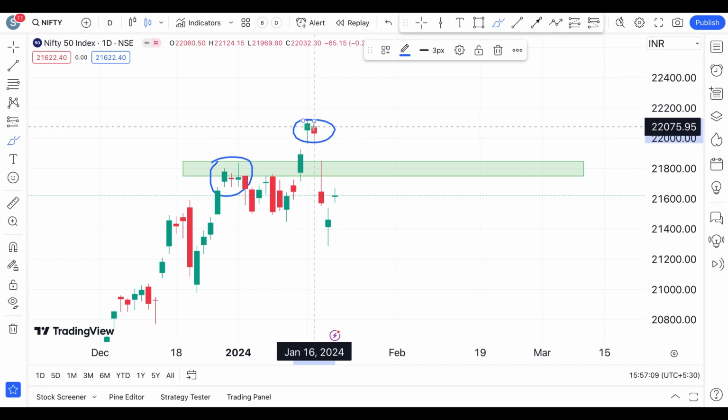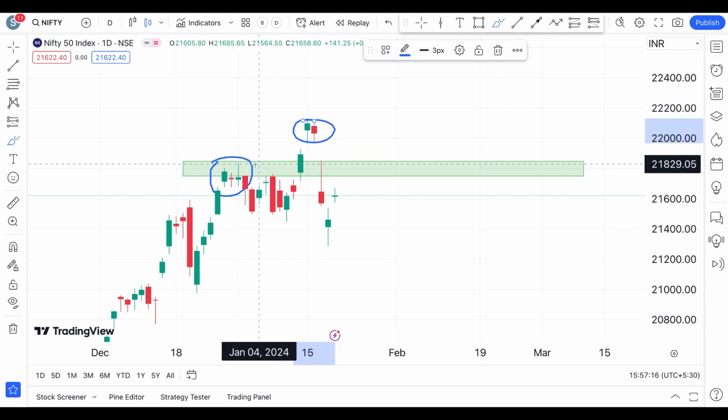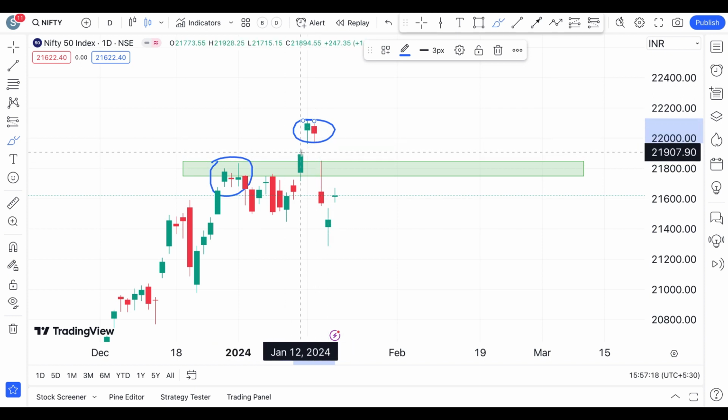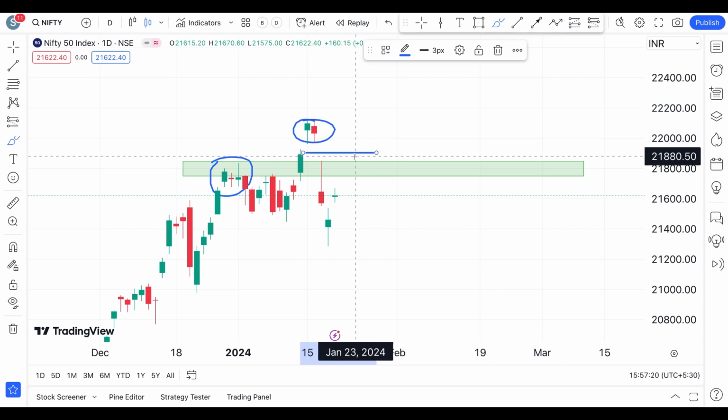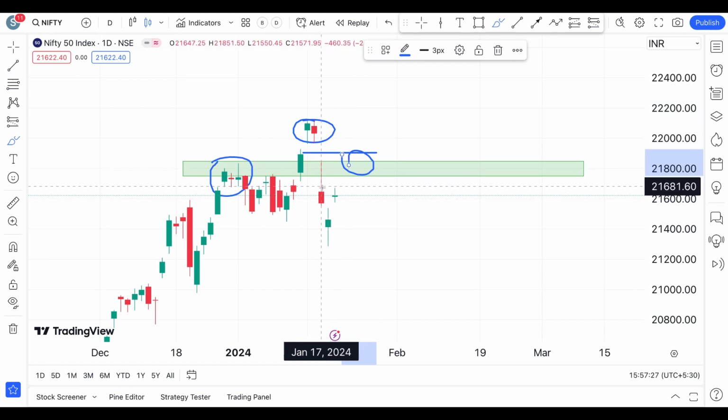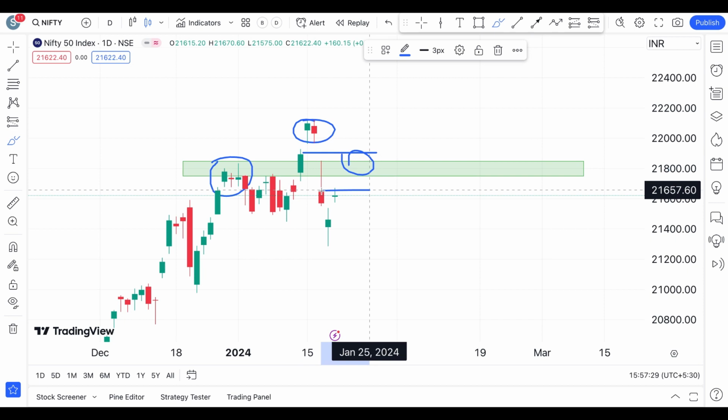So here on a daily chart, this is looking like a bearish engulfing pattern for January 15th and 16th. After that we expected that if it starts falling down, this level is going to act as an important level, and also this level is going to act as some support for the Nifty. But it has crossed both these areas and it has given us a gap down opening right there.